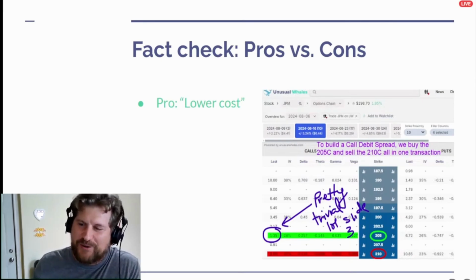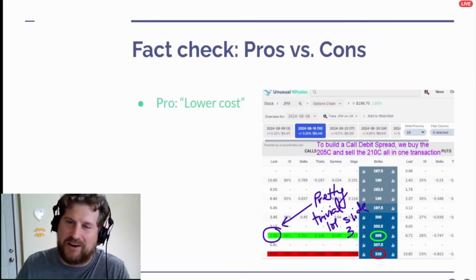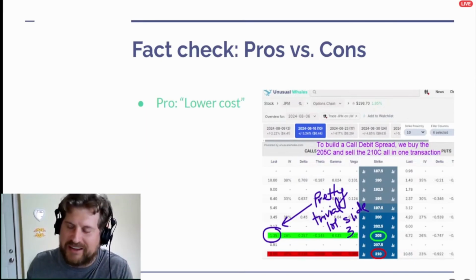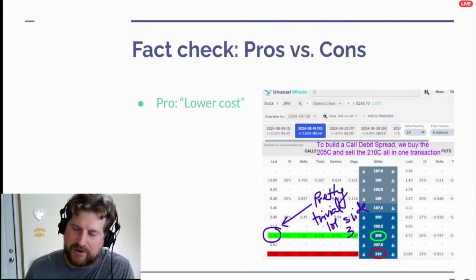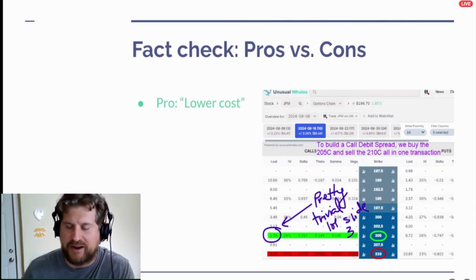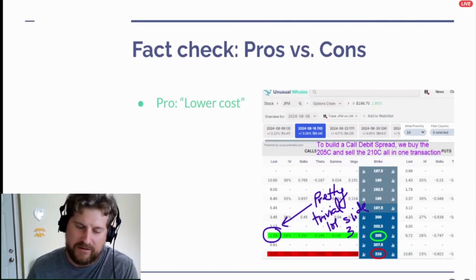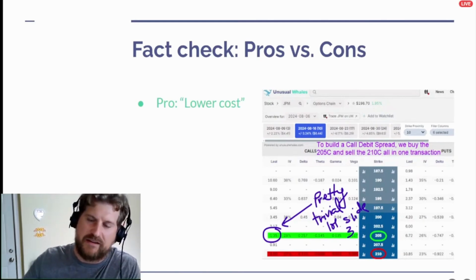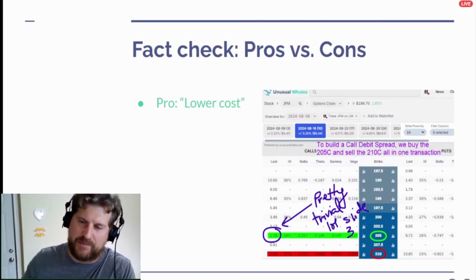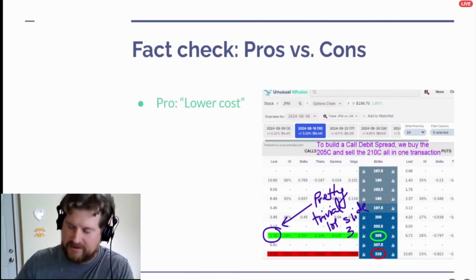So our first pro is that a call debit spread is lower cost than an outright call, and this one is pretty trivially easy. To buy a 205 call, you'd have had to pay $1.35. For this 205, 210 call debit spread, you only paid 85 cents. So you paid a little bit more than half the price of the outright call. And the reason it's less expensive is because you're selling an option against the one you're buying.